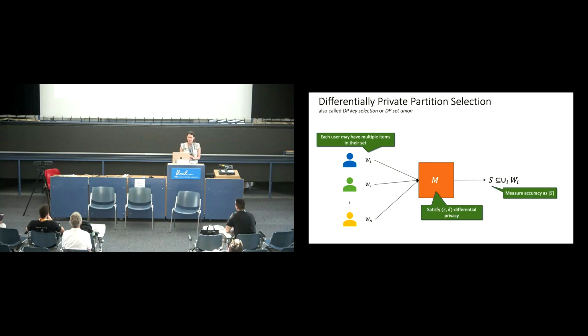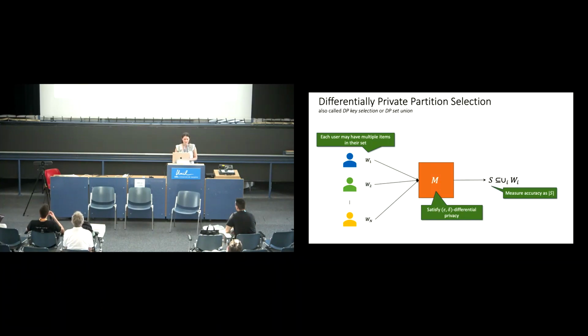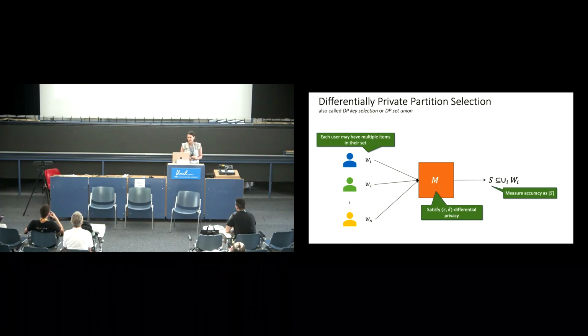So this problem is called differentially private partition selection, also called key selection or set union, depending on who you ask. And the basic setup is that each user has a set of potentially multiple items, and you want to output a subset of the union of those items while satisfying differential privacy. And we want this subset to be as large as possible, so we'll measure accuracy in terms of the size of the output.